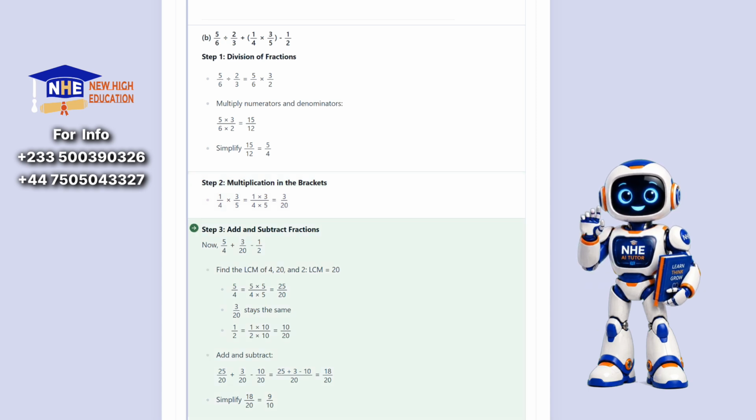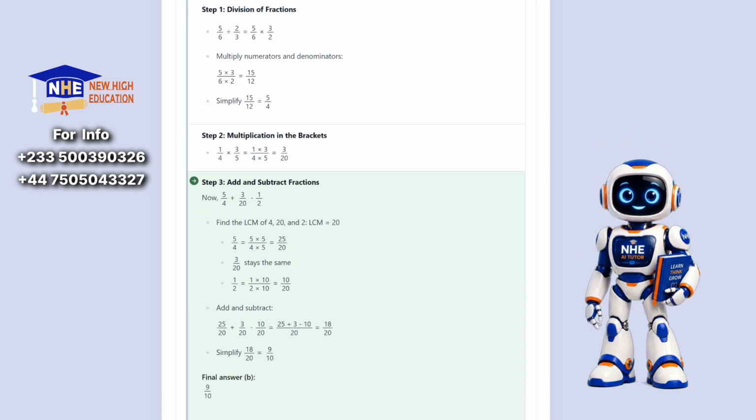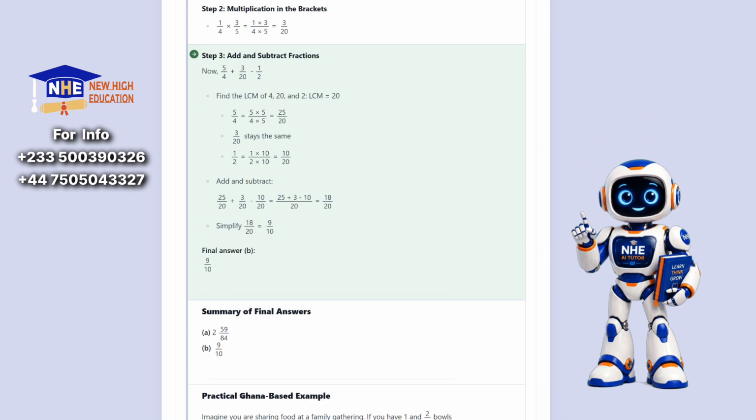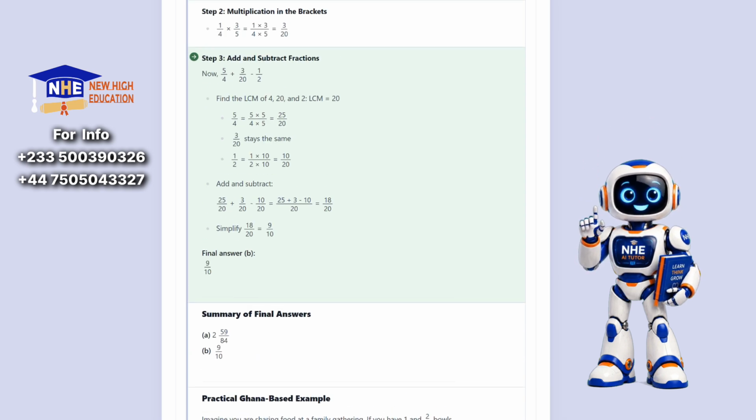Step 2, multiplication in the brackets. Now 1/4 times 3/5. Multiply the numerators. 1 times 3 is 3. Multiply the denominators. 4 times 5 is 20. So we get 3/20.